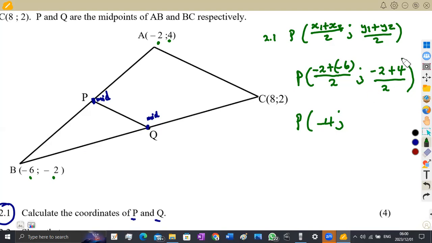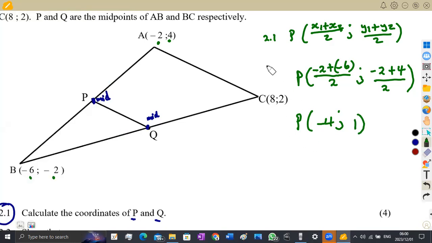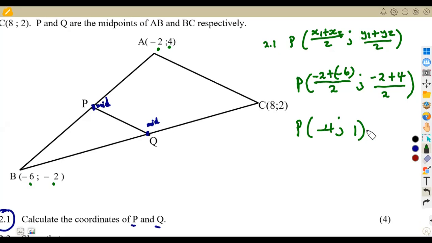The same thing on the Y values, you do the same thing: -2 plus 4 over 2. So we are going to just use our calculator here, put a fraction. So we're going to have -2 plus 4, everything over 2 like this. This is going to give us a 1. So this is our point P that we are having, which is going to give us -4, 1.